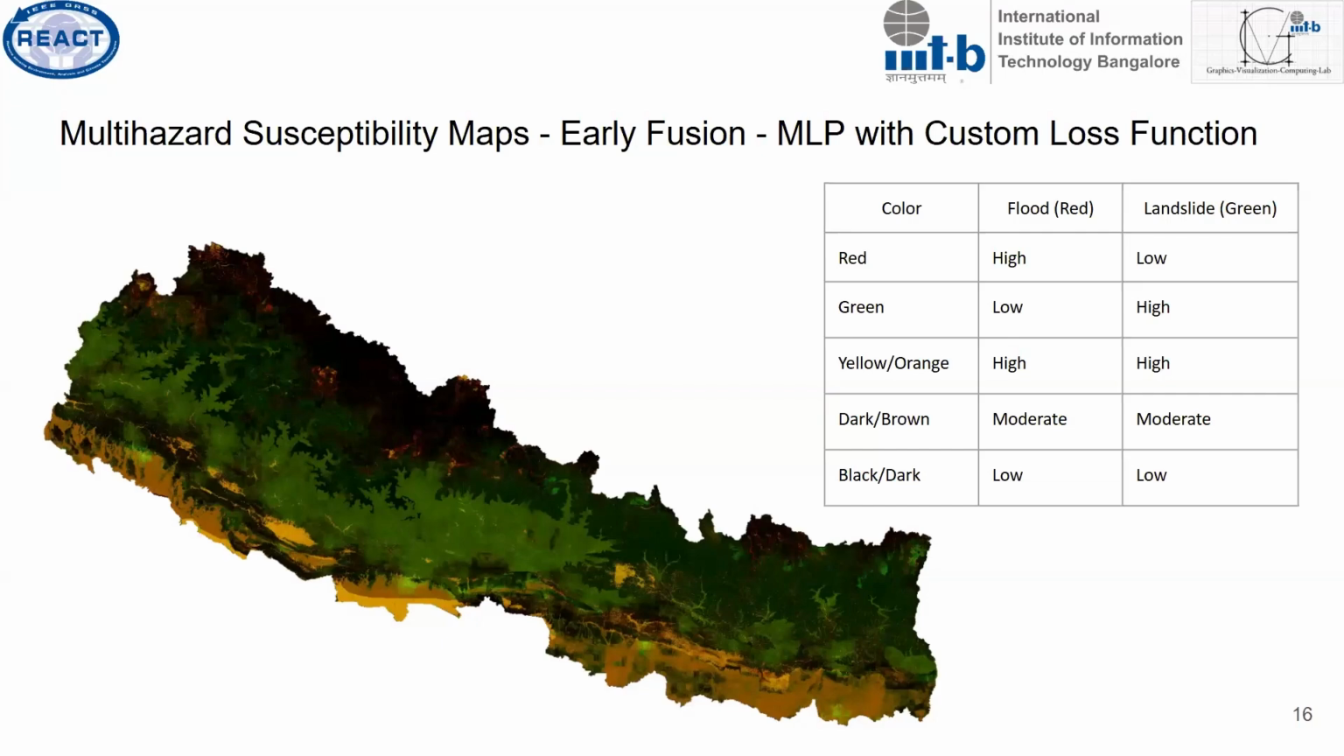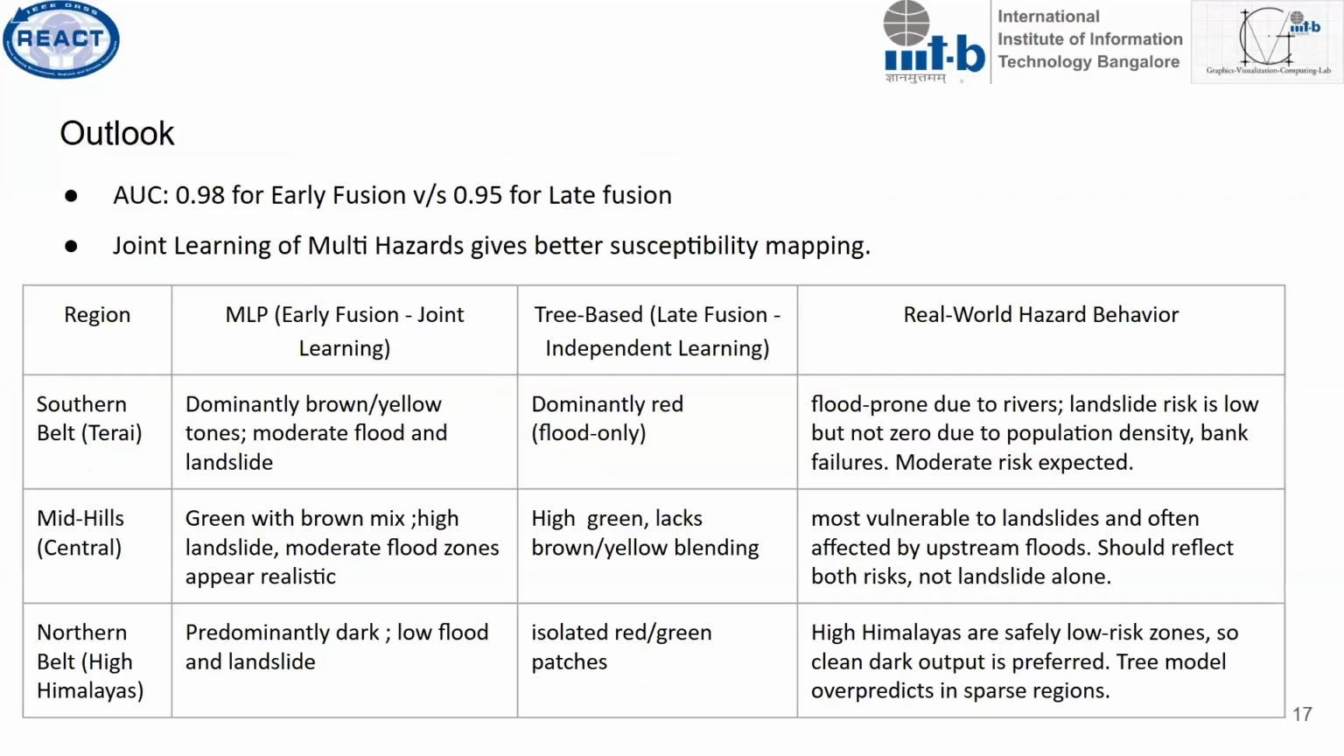colors or dark brown. The question will be, how can we say that the early fusion approach is better than the late fusion approach? So as we can see, most of the southern regions in Nepal are the plain regions, middle regions are the central hill region, and north are the high Himalayas. So based on the driving factors which we have considered, like population, slope, etc., the northern regions are having predominantly very low hazard occurrence chances because we have considered population as one of our driving factors.